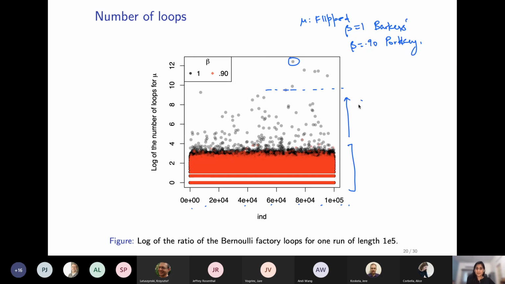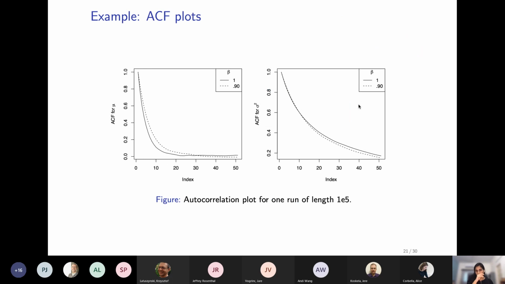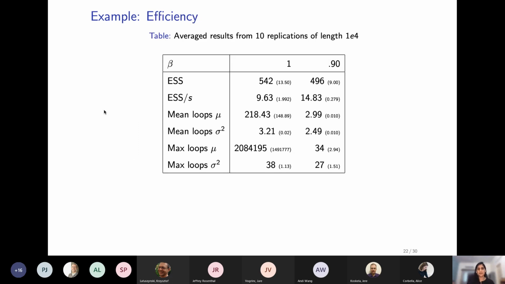But of course, naturally, the question should be that, okay, you can get these fast times for the Bernoulli factory, but do you get anything reasonable? And if you look at the ACF plots for mu and sigma squared, there's a little bit of visible difference, but statistically speaking, they're probably very similar to each other. So there doesn't seem to be a lot of loss in efficiency, at least as viewed through the ACF plots, but we can do some other reasonable comparisons.